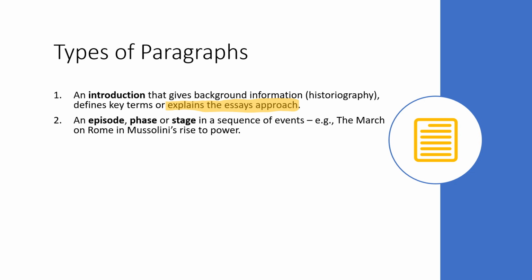So for example, something that you shouldn't do, if you're talking about Mussolini's rise to power, is lump in the March on Rome and the 1924 general election into the same paragraph, because they're 2 different episodes or stages in that sequence of events. That's really important, and this is the type of paragraph I suggest we write almost all of our paragraphs in Leaving Cert History on.